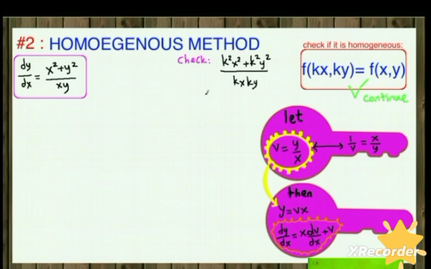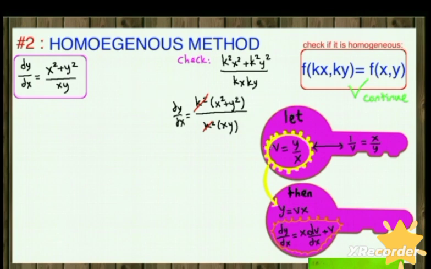Now, on top, we can factor out k squared: k squared times x squared plus y squared, and on the bottom, k times k is k squared, and xy is left inside. Now we can cancel out k squared. Now you're going to realize that this is equal to our original function, so we pass for homogeneity. Now we can start solving the differential equation.